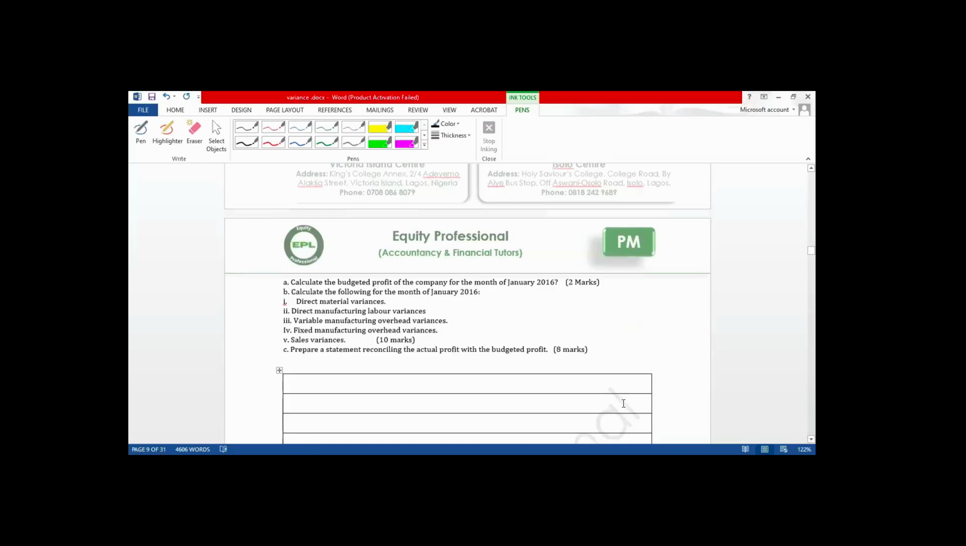Calculate the budgeted profit for the company for the month of January 2016. B. Calculate the following for the month of January 2016. I. Let's deal with Direct.